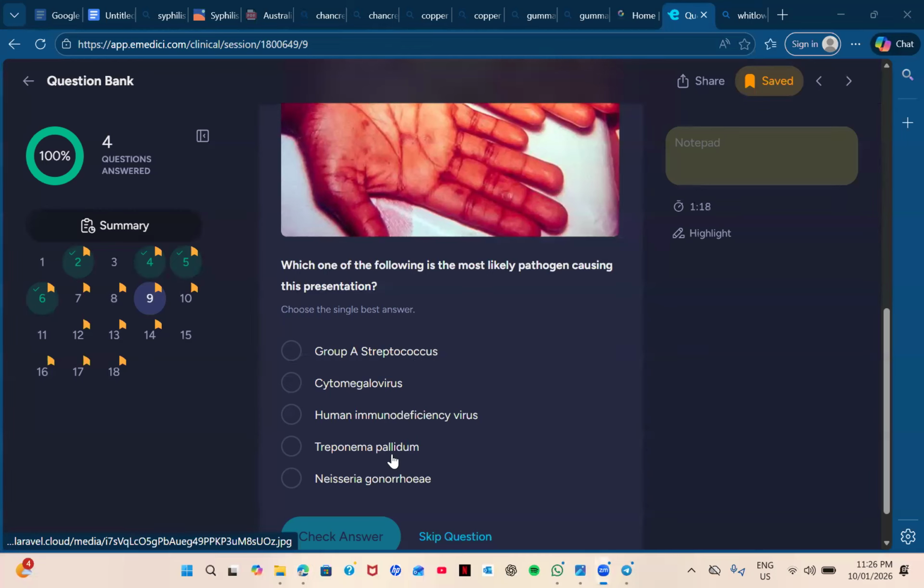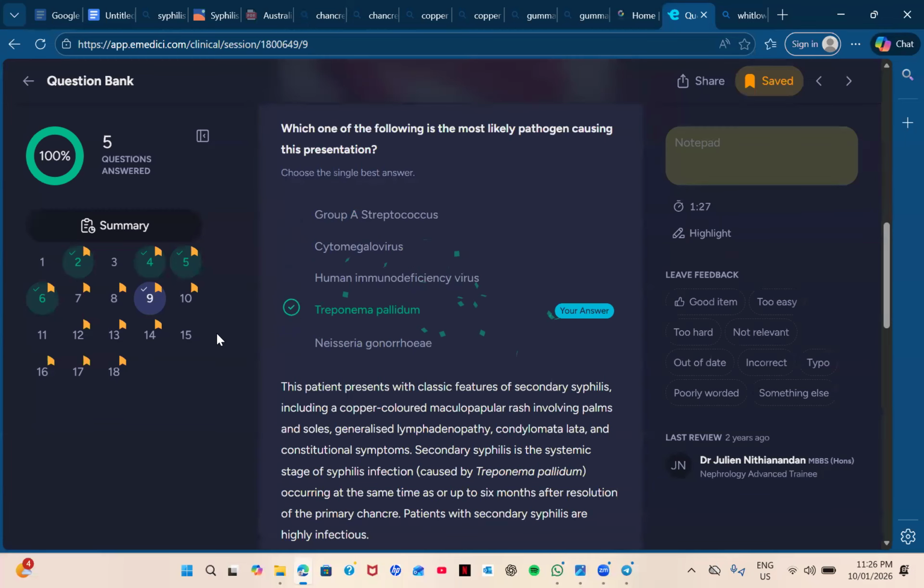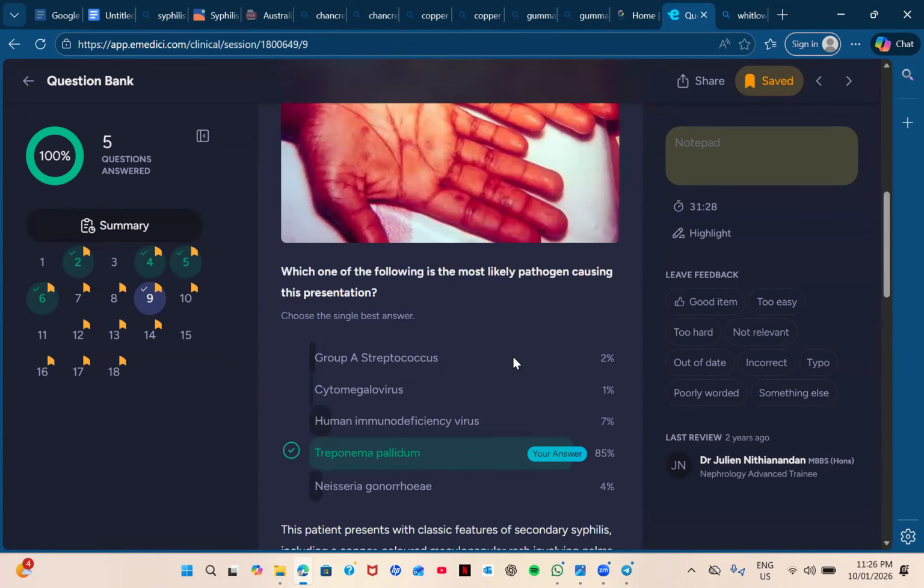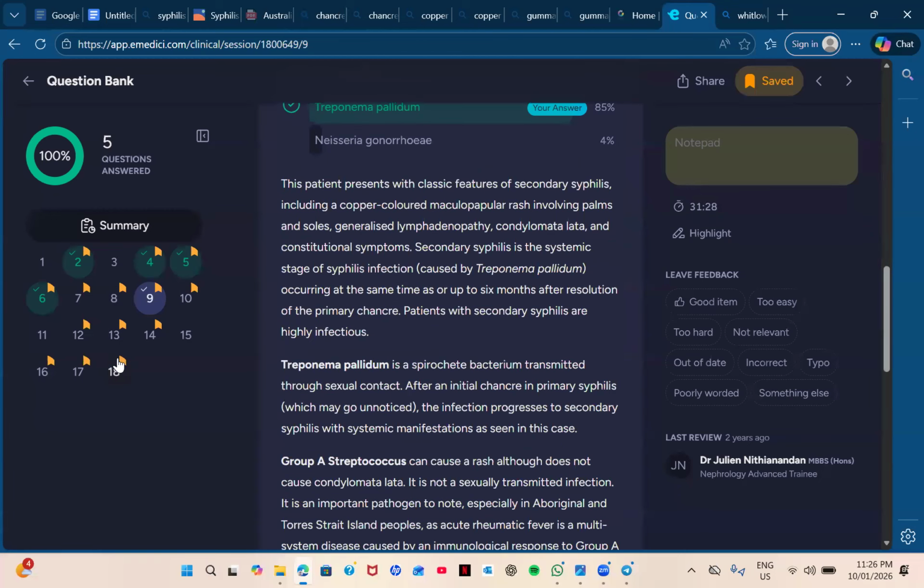What's the pathogen? Very simple question. Treponema pallidum, right? Yeah. Okay. Oh my God, what is happening with this e-medicine? I don't know. Okay.